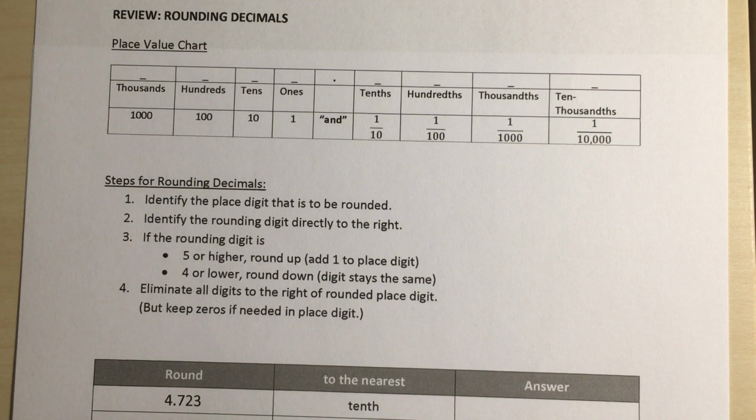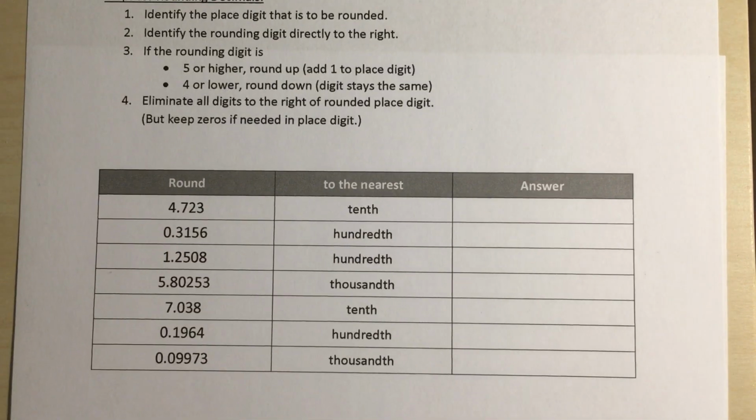If that rounding digit is 4 or lower, we're going to round down. Round down is kind of misleading because we're not actually going to move that digit down. It's actually going to stay the same as where it originally was. Then we're going to eliminate all digits to the right of that rounded place digit, but we are going to keep zeros if needed in our rounding place digit. Okay, so let's work through some examples.